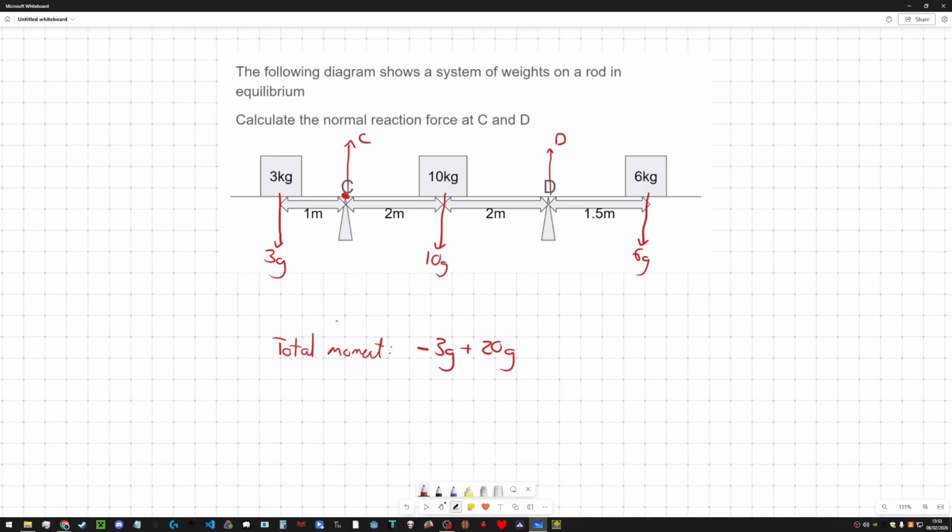Alright, we then have the normal contact force at D at a distance of 4 meters. The force is D, the distance is 4. This one is going counterclockwise, so it'll be negative. And finally, we have a force of 6 Gs going down, so this will be a clockwise force, and it's at a distance of 5.5 meters. So 5.5 times 6 is 33.